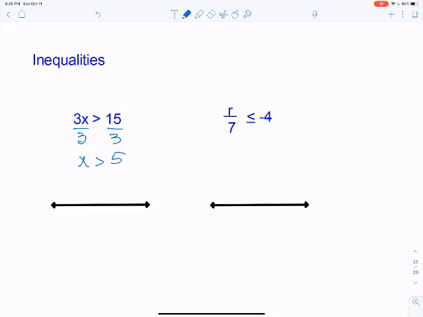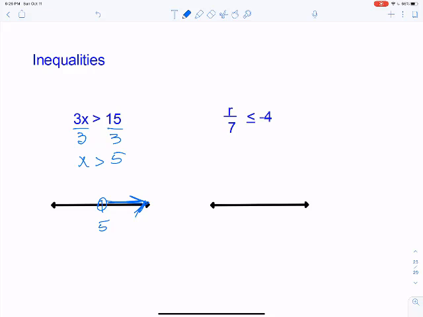Now, all you have to do is a quick graph. You'll draw a number line and put right in the middle the number that you have, which is 5. It says x is going to be greater than 5. Since it's just a greater than, it's going to be an open circle on 5, and we're going to shade to the right, just like that.